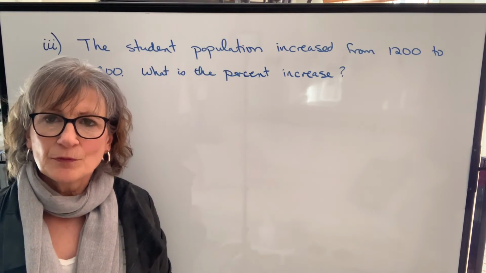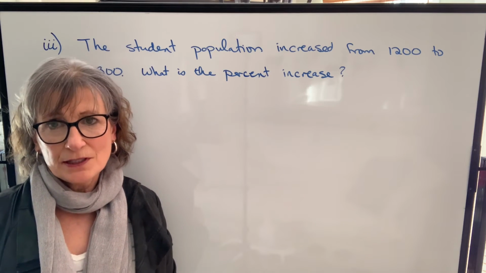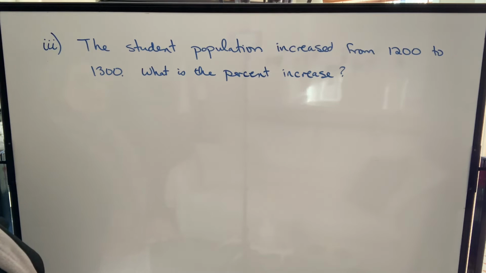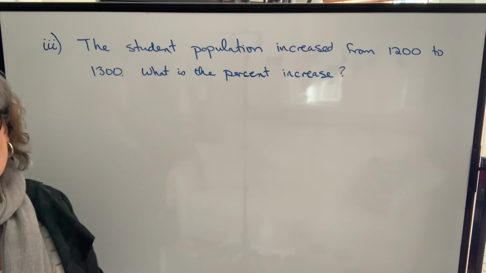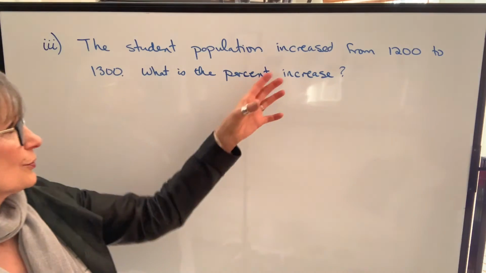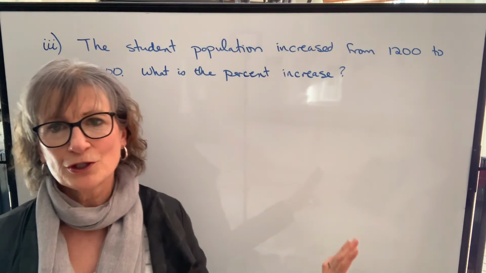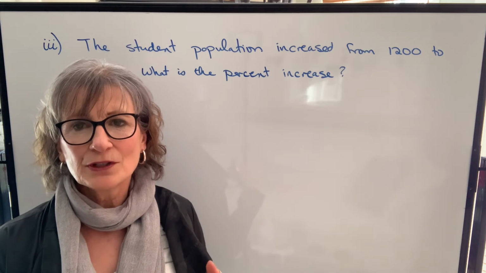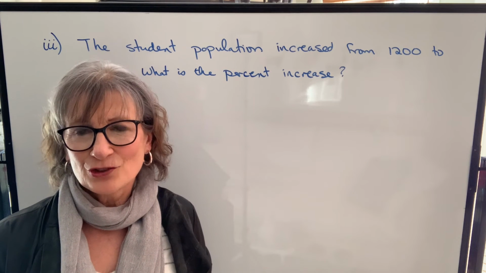Another common type of percent problem involves percent increases and decreases. So a typical question would look like this. The student population increased from 1,200 to 1,300 students. What is the percent increase? What I typically see students do is they just start throwing in the numbers right away into their proportion. They put 1,200 over 1,300 because 1,200 is the smaller amount, and try to solve.